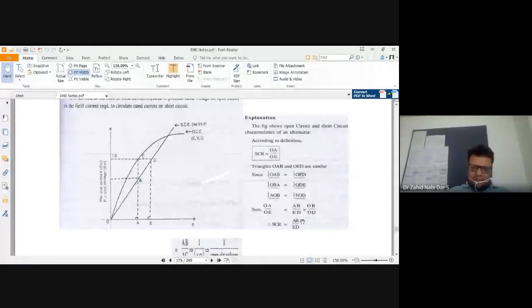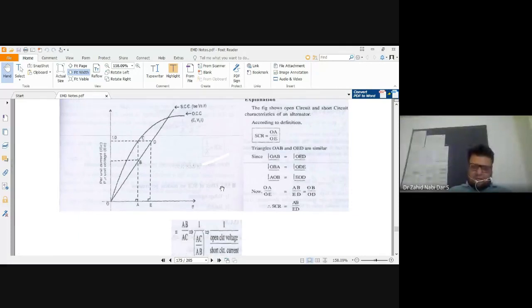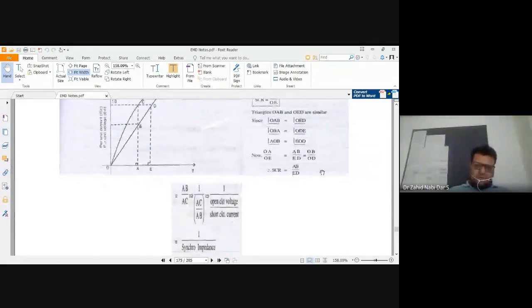So when you write AB by ED, how much is this AB? AB is nothing but OB, and then OB by OD. Likewise you can write. So finally, when you apply these properties, you get the short circuit ratio as AB by AC, or you can write it as 1 divided by AC by AB. Same thing it will come.